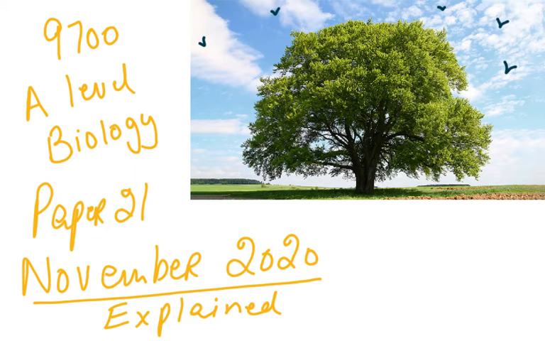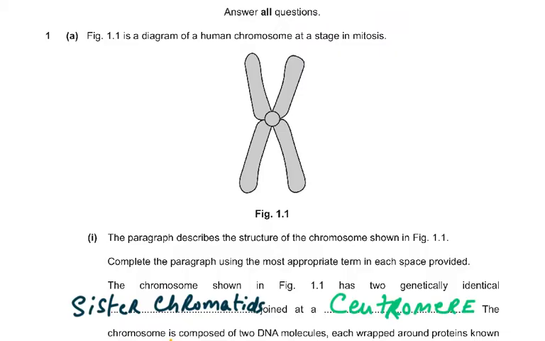Bismillahirrahmanirrahim. We start another paper 2, and I hope this is going to be helpful for your upcoming exam, which is just in a few days. Now, as you all know, section A is only one section in this paper, and you have to answer all the questions. Now, in question 1A, figure 1.1 is a diagram of a human chromosome at a stage in mitosis.